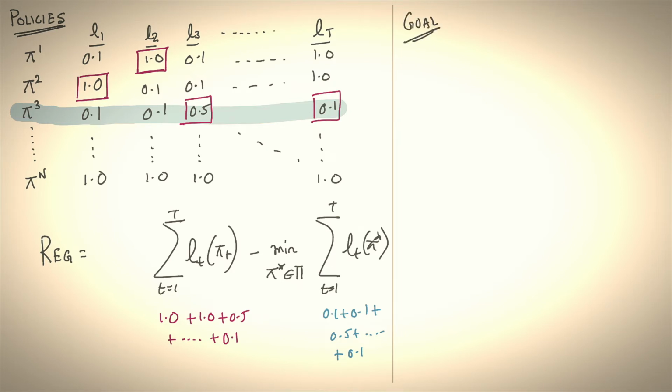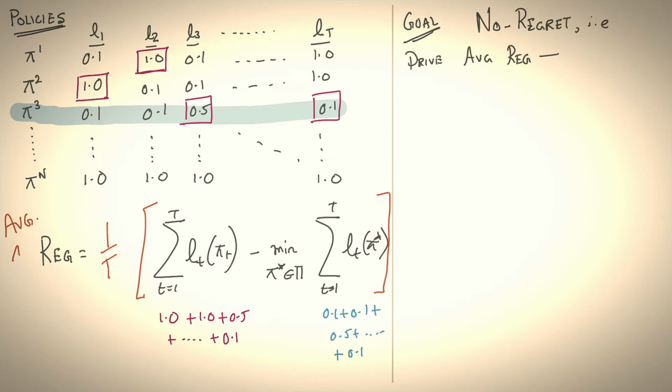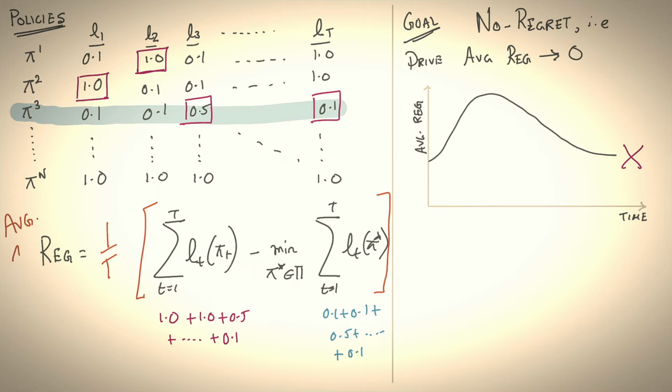Okay, so what is our overall goal? Our overall goal is to be no regret, which means be as good as the best policy in hindsight as time increases. So drive the average regret to 0 as time tends to infinity. If you have a really crappy learner, you're not going to be no regret. In fact, if you plot the average regret over time, it's going to plateau to this non-zero value. But if you come up with a clever strategy, it'll actually go to 0. And that essentially means your total regret value is sublinear in time.